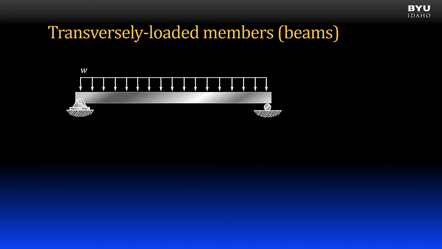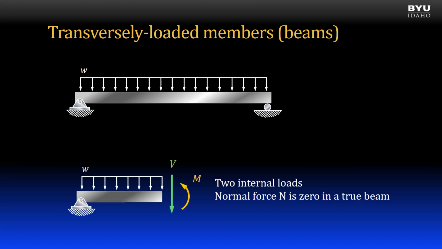Transversely loaded members, also called beams, are somewhat more complicated. Beams are subjected to two internal loads, shear and moment. In a member subjected only to transverse loads, there is no axial force, so the internal normal force is zero.